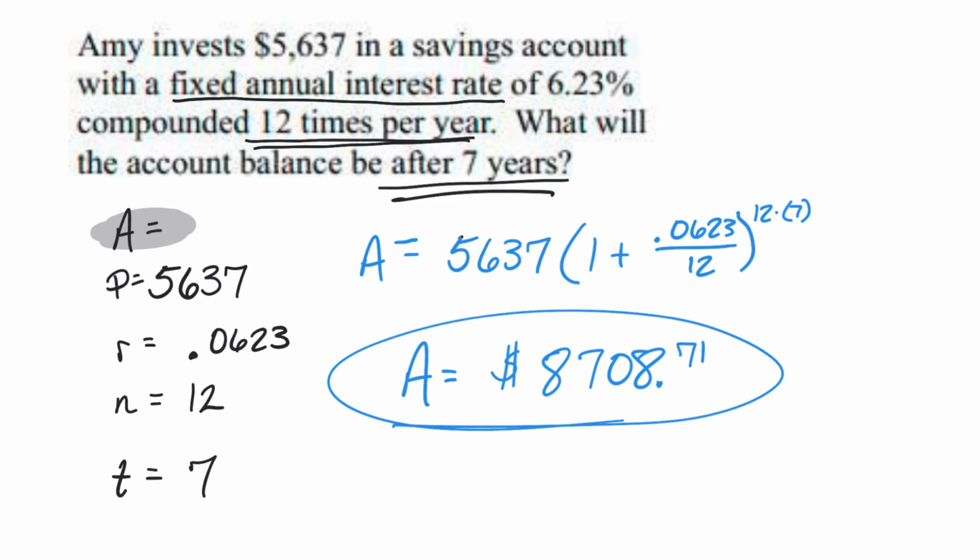Had I left the 0.6 in the way I did, let's see what that would have come out to. The answer would have been $398,000. So, I mean, that's not reasonable. 7 years in the bank is not going to make it worth almost $500,000.